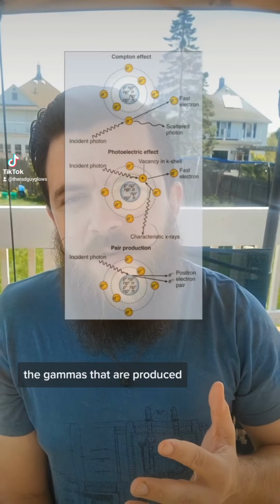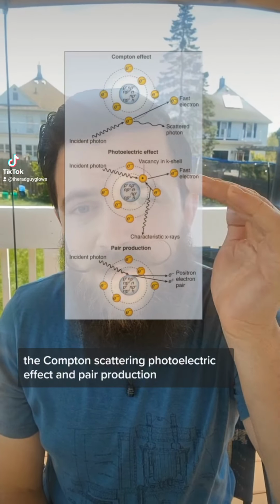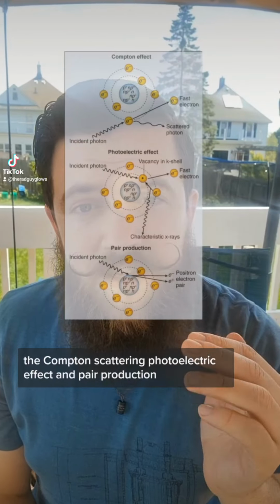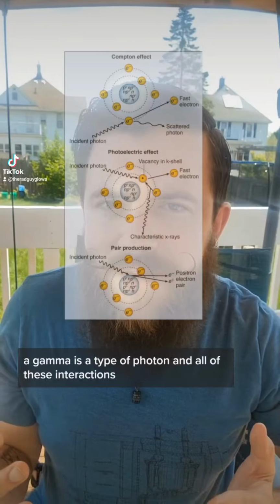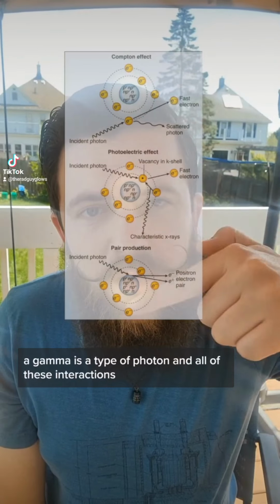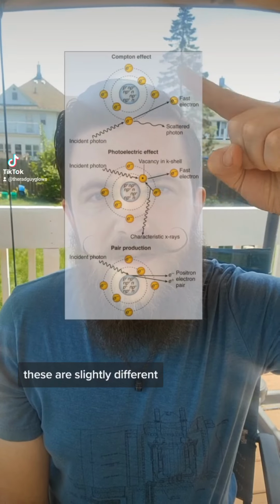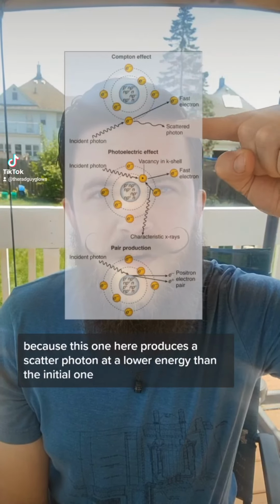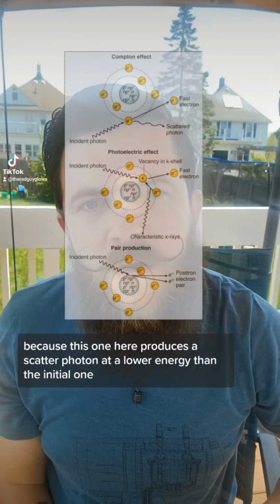The gammas that are produced can interact in three main ways: Compton scattering, the photoelectric effect, and pair production. By the way, an incident photon, that is a gamma. A gamma is a type of photon. In all of these interactions, a fast electron can be produced. These are slightly different because this one here produces a scattered photon at a lower energy than the initial one.